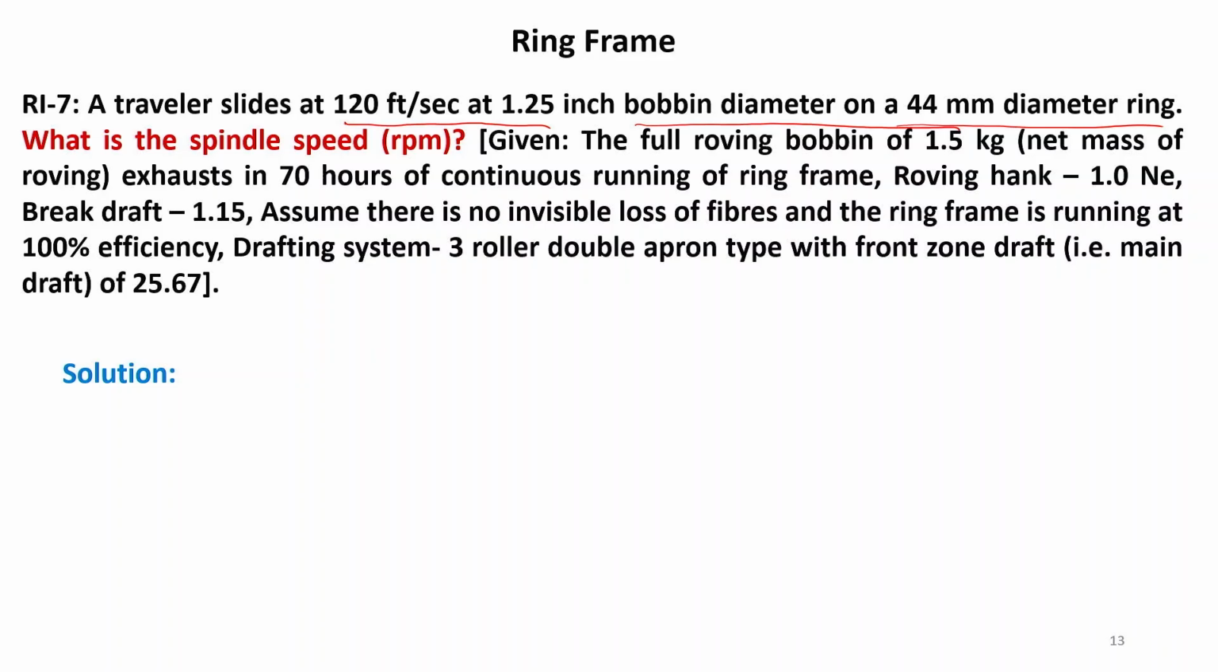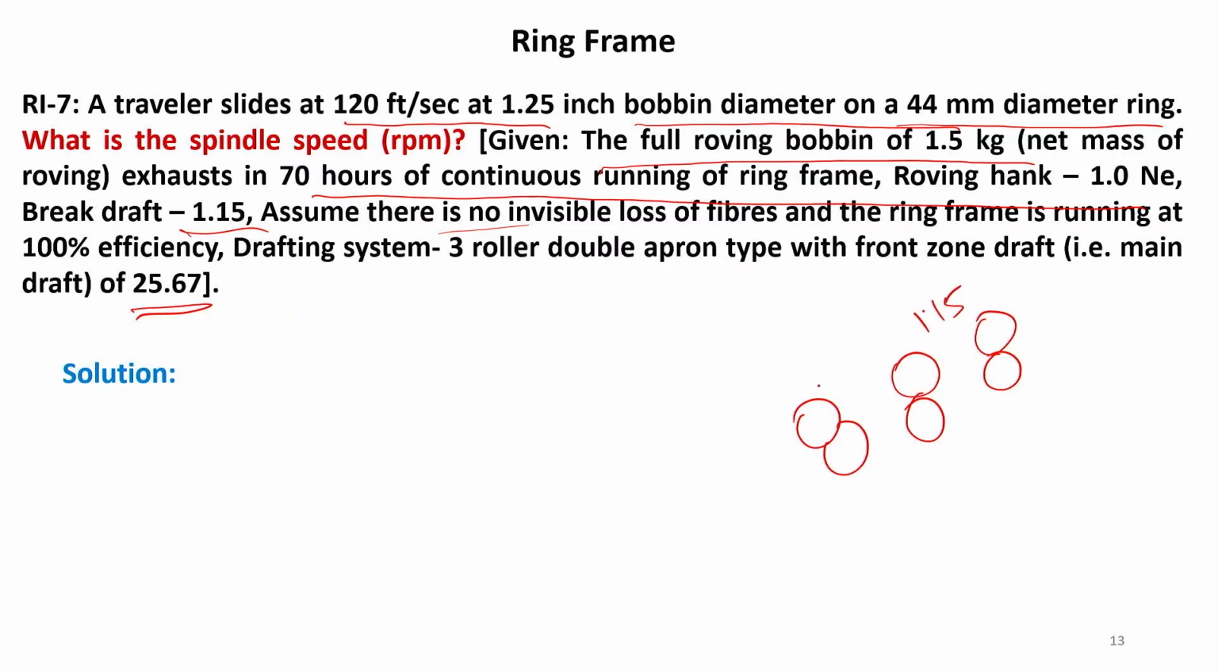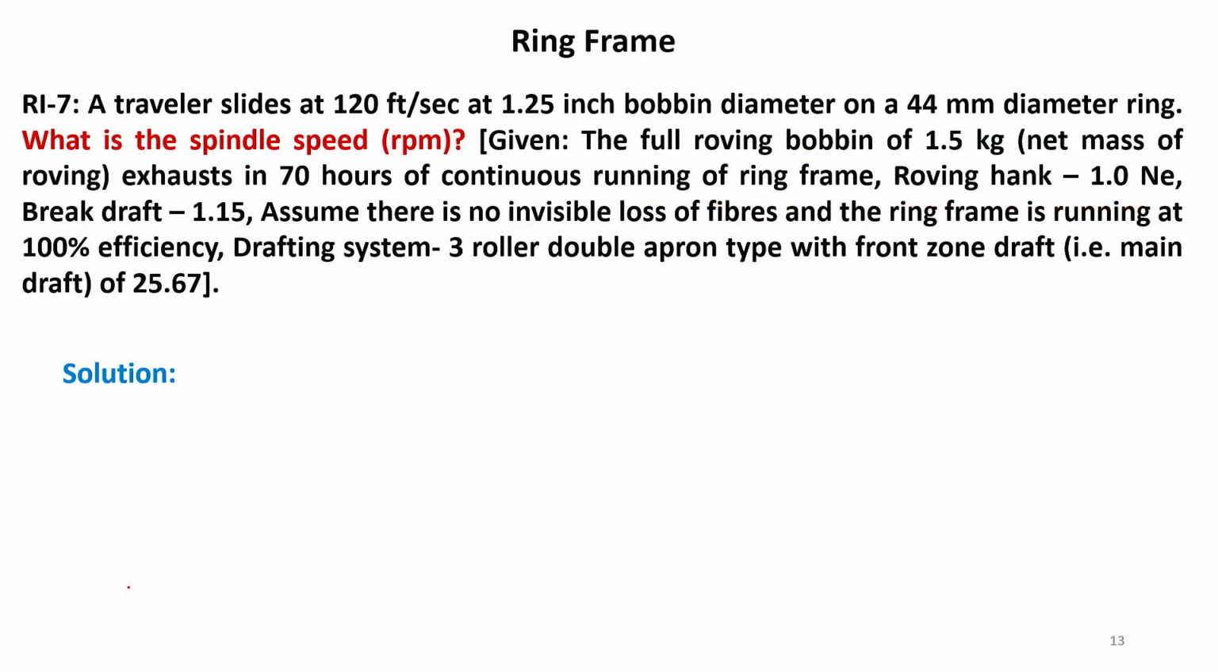So, similar data is given here: full roving bobbin of 1.5 kg net mass, exhausts in 70 hours of continuous running, roving hank 1, and brake draft 1.15. Assume all these data are given and the main zone draft is given here. So, brake draft is 1.15 and main zone draft 25.67. The total draft will be 25.67 multiplied by 1.15. So, here total draft can be calculated and the numerical will be similar to the earlier one.